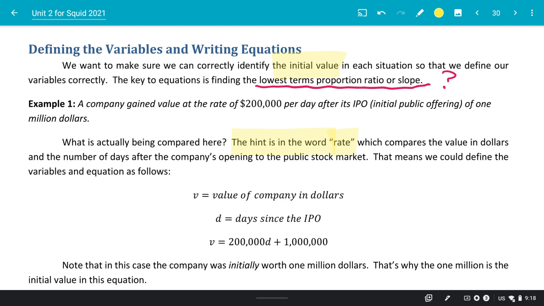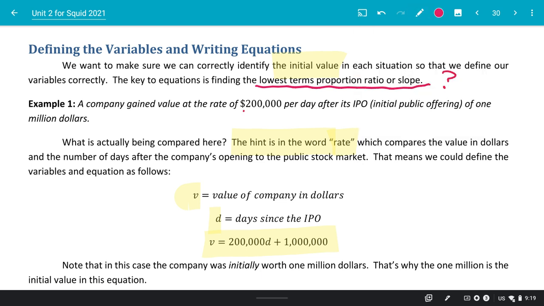That means we could define the variables and equations as follows. V is the value of the company. D is the number of days since the IPO, or initial public offering. And the equation then would be V equals 200,000 D plus 1 million. Notice that 1 million is the initial value and 200,000 is the rate.